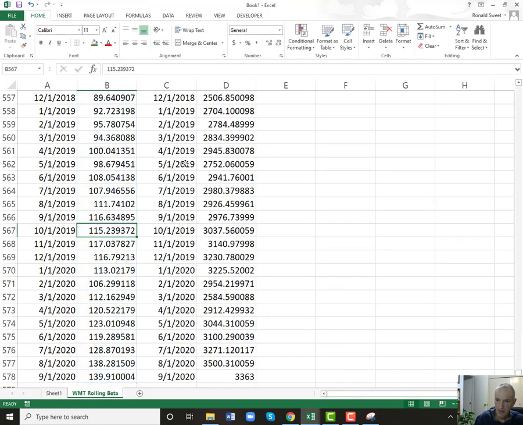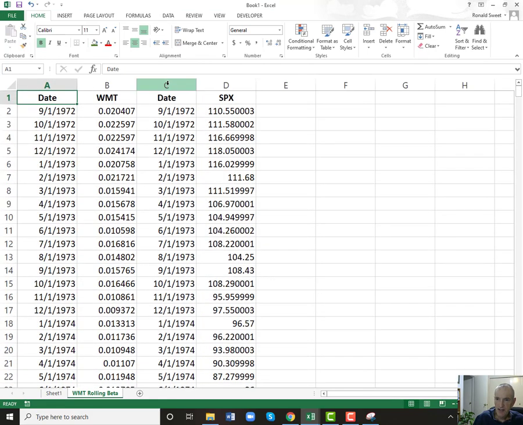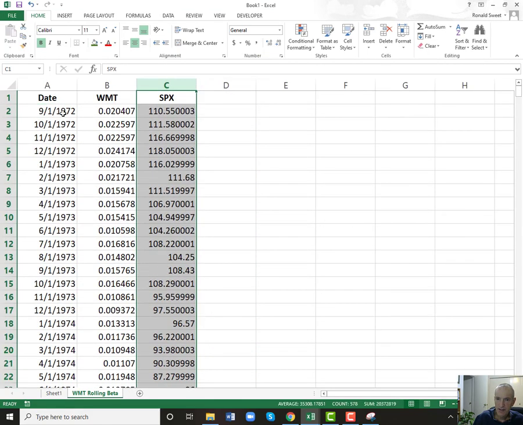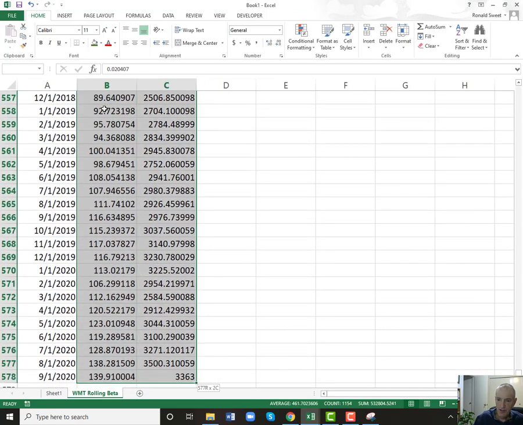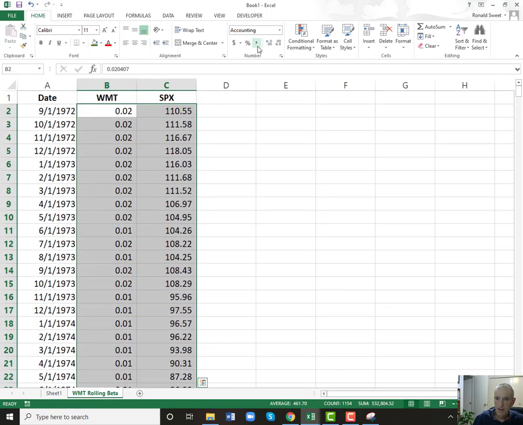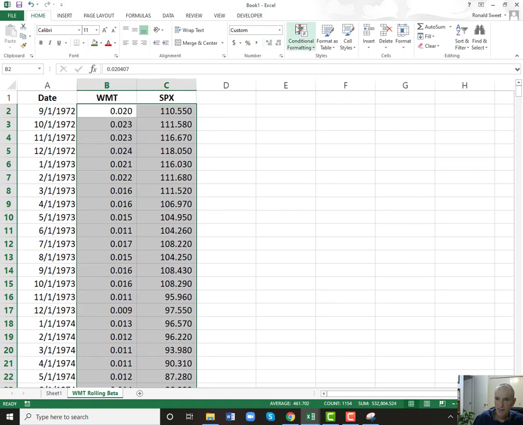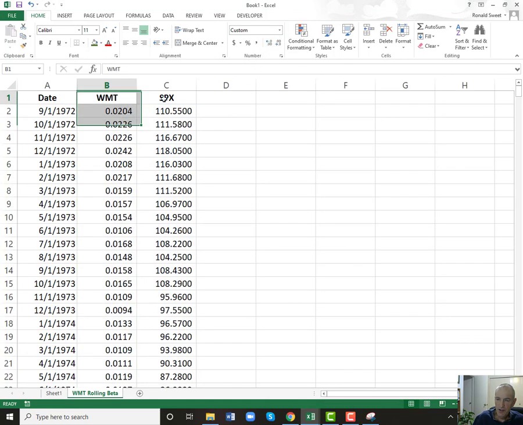Just graph your company. But once you have that, you can just take out the date for the S&P, because we don't need that because our dates are lined up. You might change the formatting so it's decimals. You might go out 3 decimals here just so you can tell, or even 4. And then what you're going to do is the holding period return.